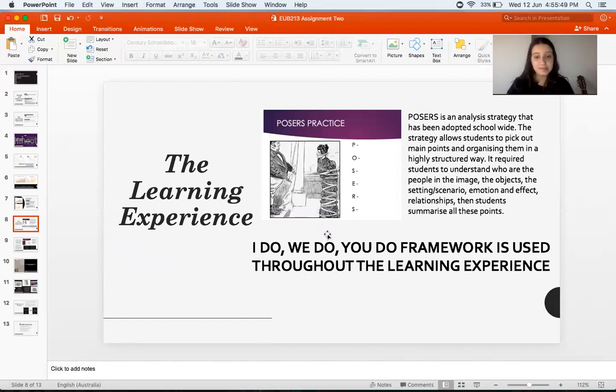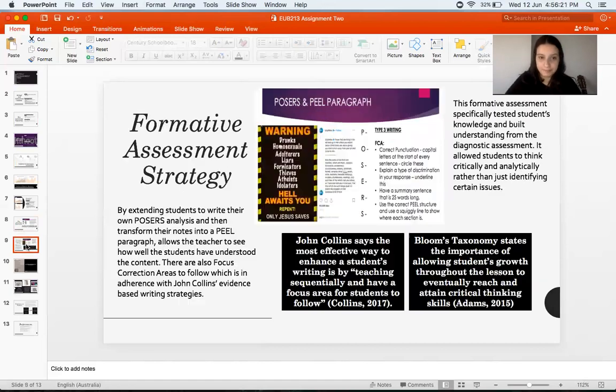Throughout the learning experience, I used the I do, we do, you do framework, as I found this was a structure that worked and was a lot more effective. For this specific POSER practice, I went through with the students and gave them different starting sentences for the POSE, and then students were able to do the relationships and summarize their whole argument by themselves. So I gave them the POS, we together as a class did the E, and then the R was done by themselves individually.